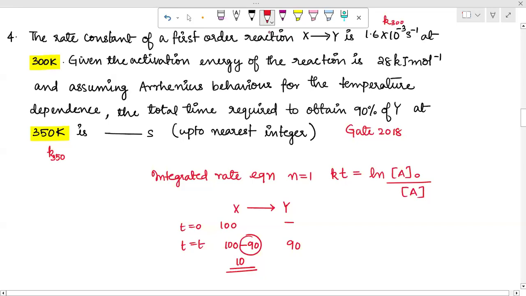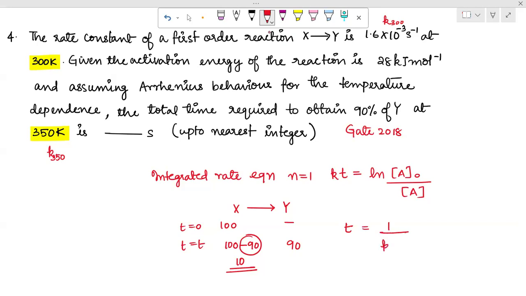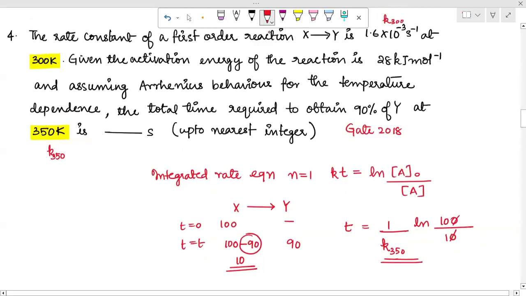So then, what we can do is the time at which the final concentration of the reactant is 10, at a temperature of 350, is what they have asked. So t is equal to 1 by rate constant at 350 into ln of initial concentration 100 by concentration 10, and this comes out to be ln 10, but you need to know K350, for which you need Arrhenius equation. Okay, so that's the tricky part of the question. Otherwise, it's easy. Okay, so let's start.